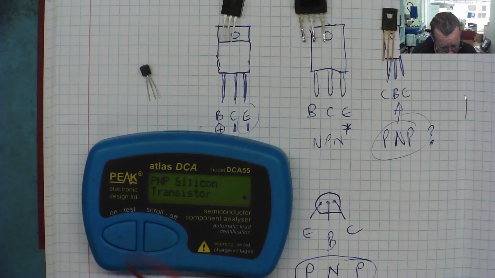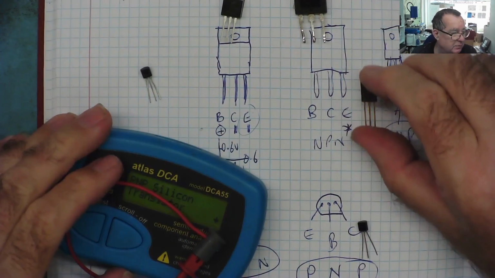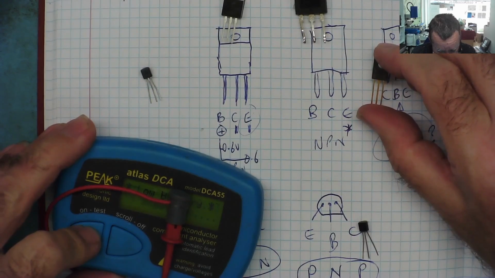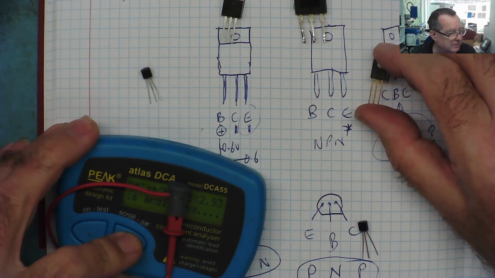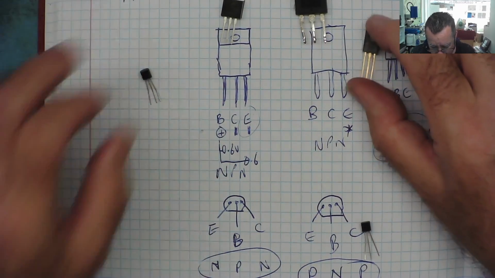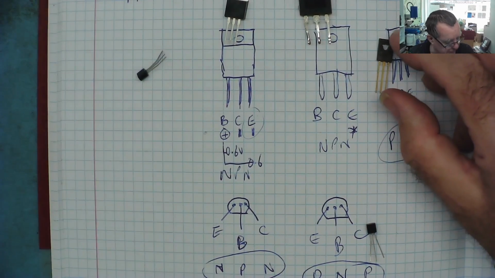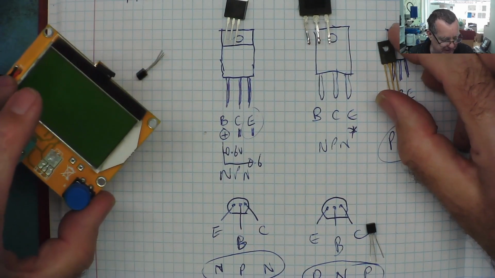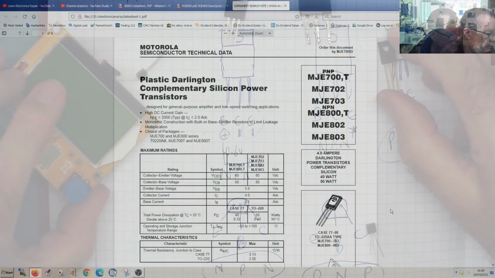So really, the only strange thing that came from that is this one, which is a Darlington transistor, which basically is two transistors in one package, by the way. And I'm just going to check that because this component analyzer doesn't seem able to determine what it is.